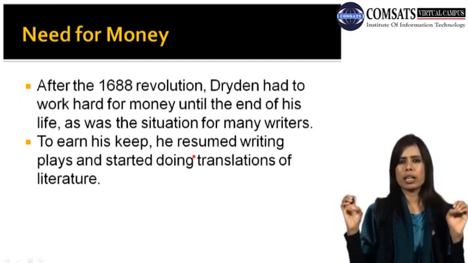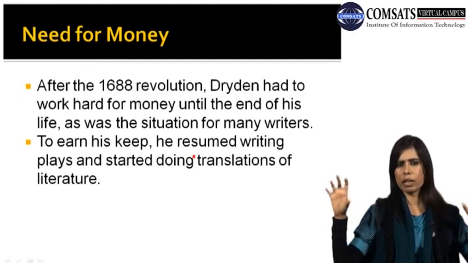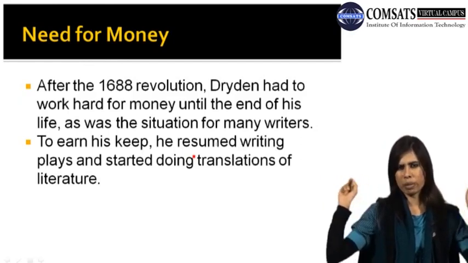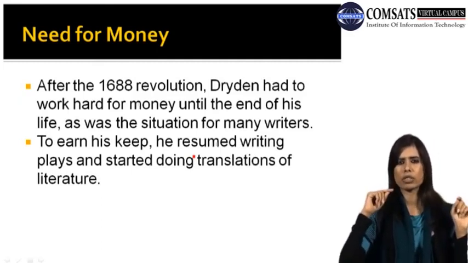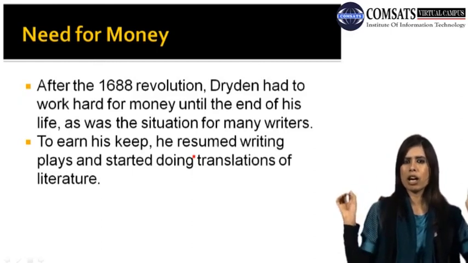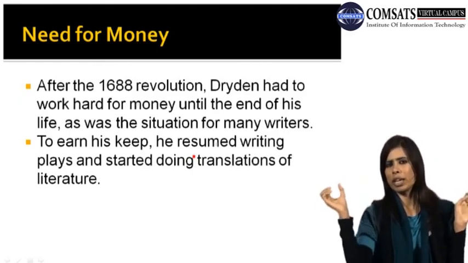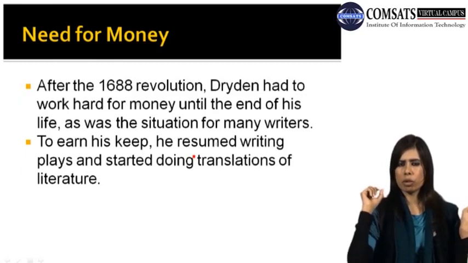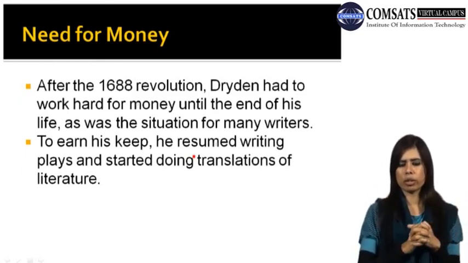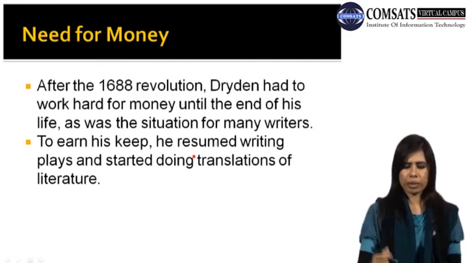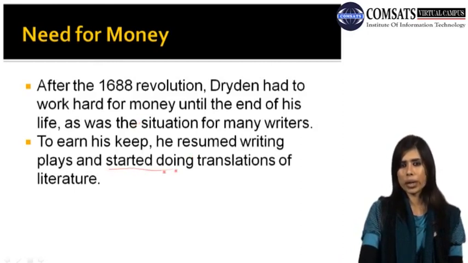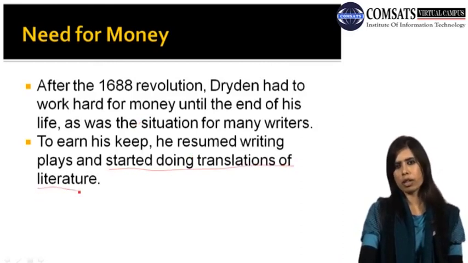So basically, for a time being, he stopped writing plays. Previously he was a playwright, and now he stopped writing plays and started doing translations of literature. Basically he had a broader experience of analyzing Greek and other dramatists. So this was not a difficult task for him, to translate any kind of literature into the English language. So you can see that after the 1688 revolution he started doing translations of literature.